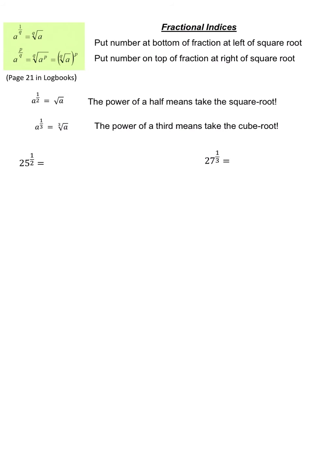Okay, now we'll have a look at fractional indices. Now, the first type of fractional indices are just when you see one fraction. So like if you see to the power of a half, that means the same as square root. Or if you see to the power of a third, that means the third root or the cube root. So the first one there, 25 to the power of half, that's the same as the square root of 25. And the square root of 25 is 5.